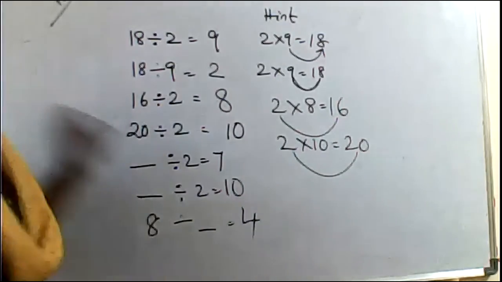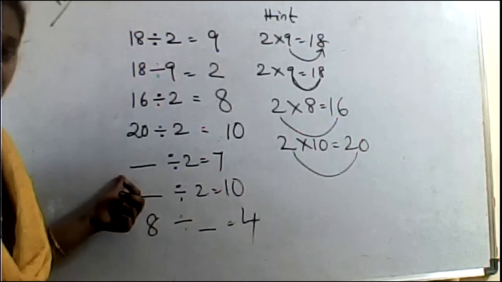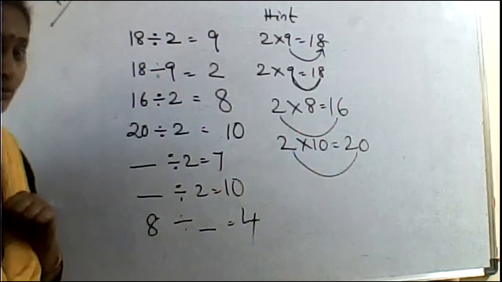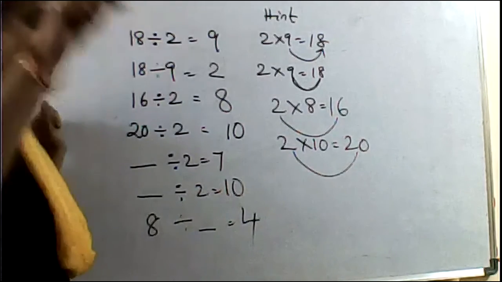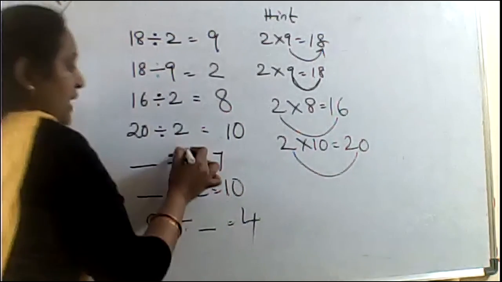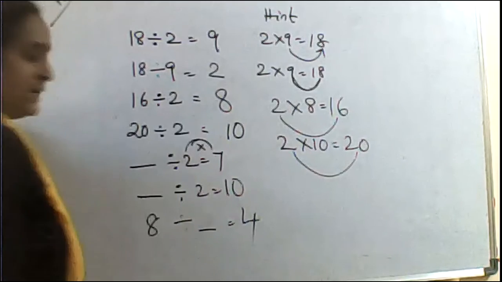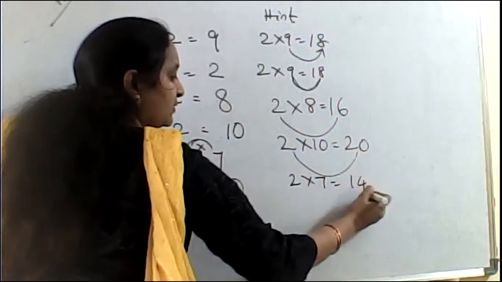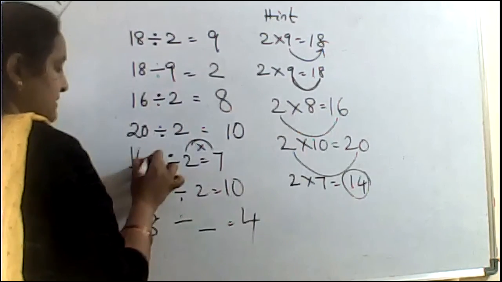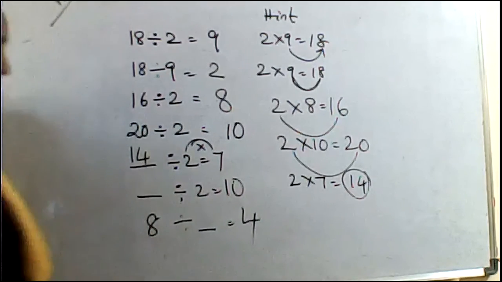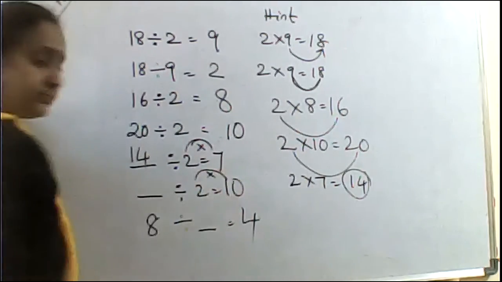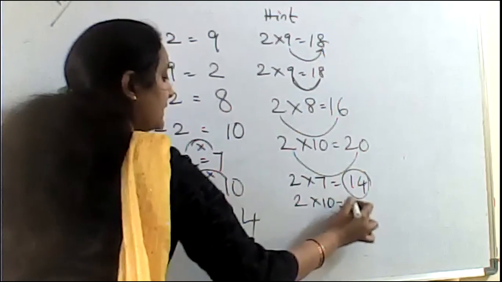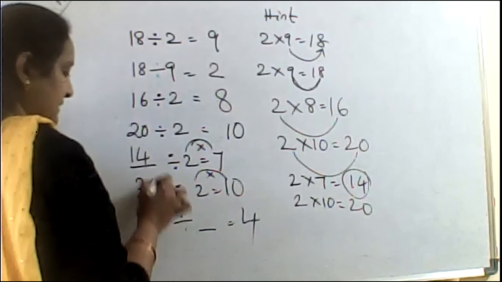Very good. Now here in division you have blanks. So how do we find the value? 14 divided by 2 is equal to 7. Excellent. So you have to multiply these two numbers. 2 sevens, how much will you get? 14. The answer here. Now multiply these two. 20 divided by 2 is equal to 10. Yes, so 20 is the answer here.